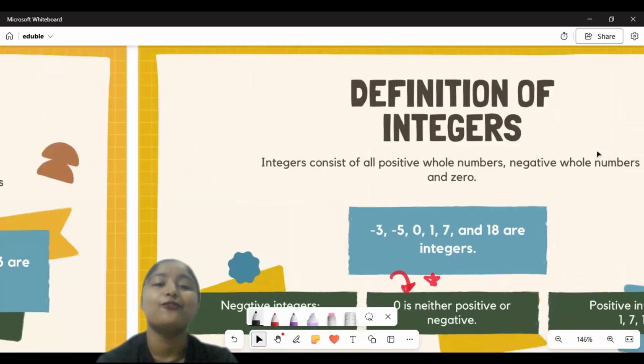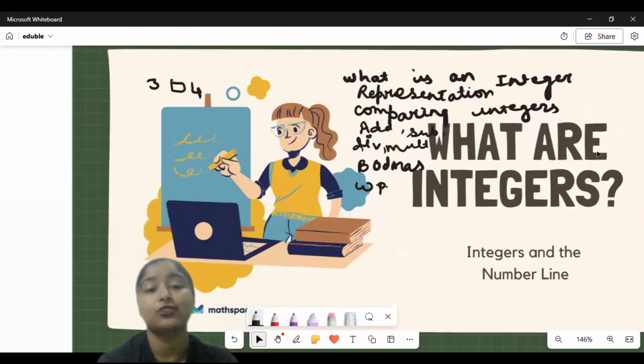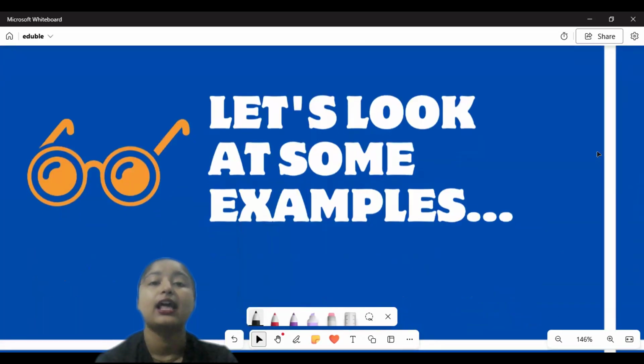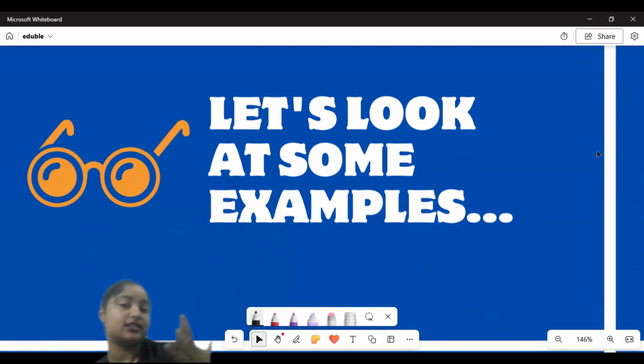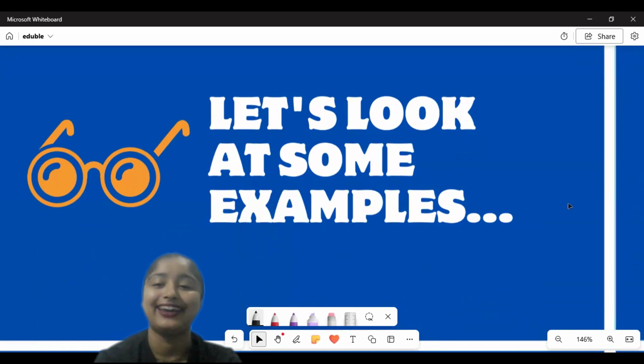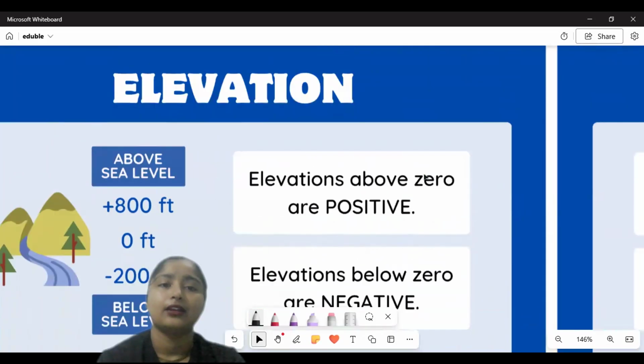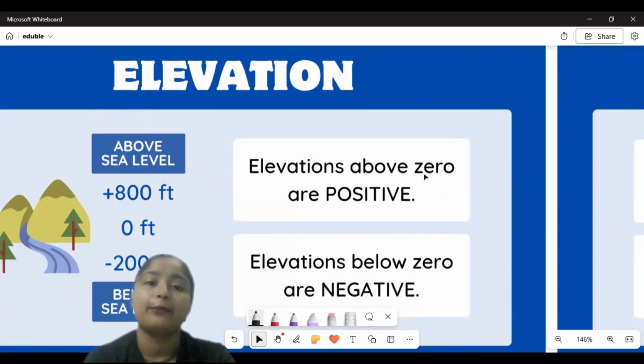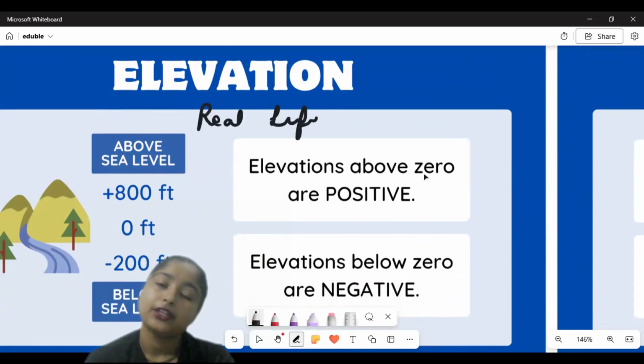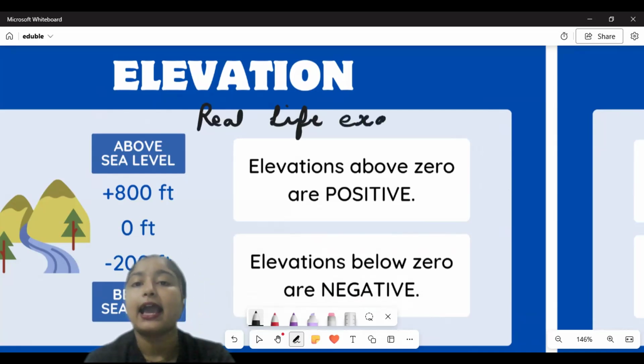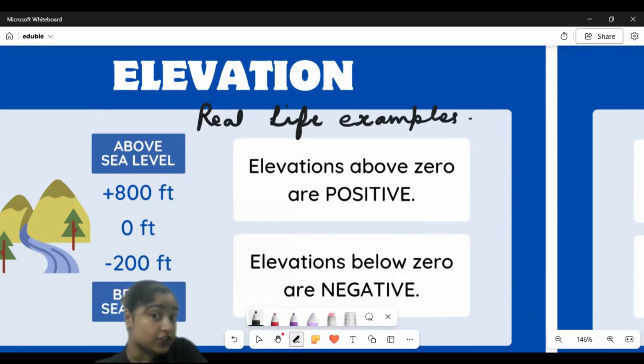Let's now move on to the next concept, and that is, let's look at some examples. These are some real life examples in which you're going to find the use of integers. And these are the examples in which you will generally get your questions as well.